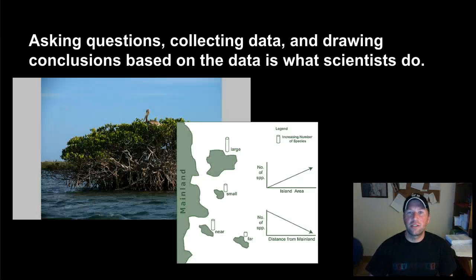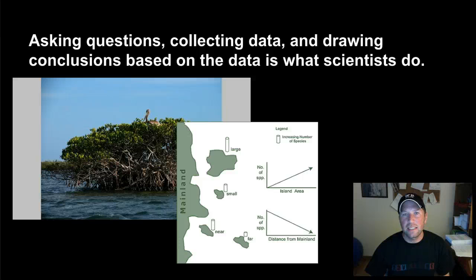Now, asking questions and collecting data to answer them is basically what scientists do. And I wanted to start off with an example of a really famous experiment. You'll see on the left there's a picture of a pelican sitting on some mangroves. And mangroves are these trees that grow basically in the shallow water of the ocean in different parts of the world. Now, these happen to be in Florida, and they form these little islands. Some of the islands are relatively big compared to others, and some of them are very close to the shore, and some of them are relatively far away.